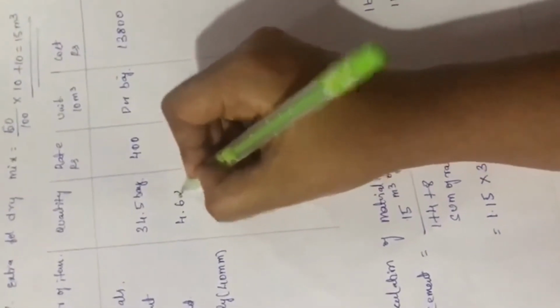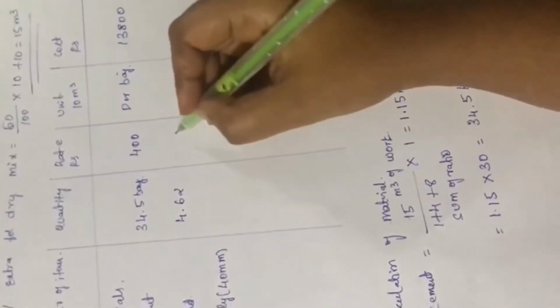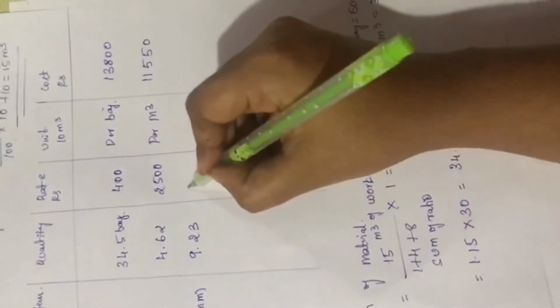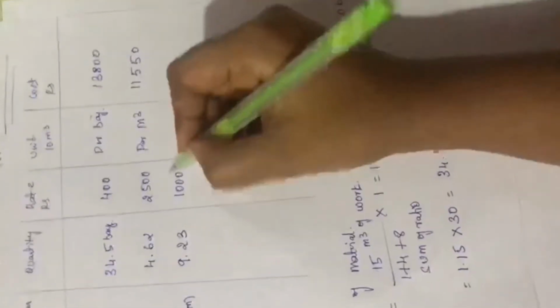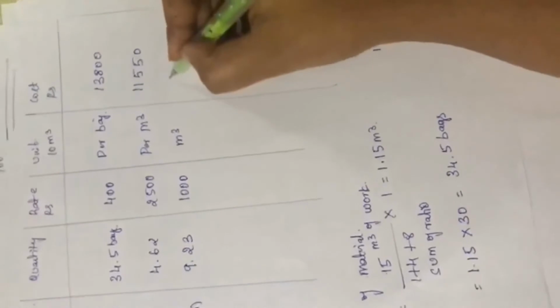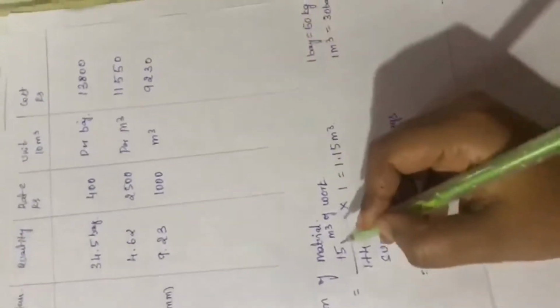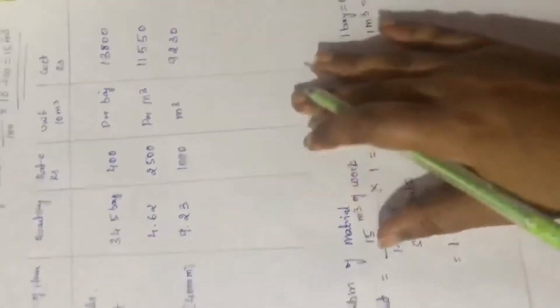Again jelly. The quantity is 9.23. So what is the cost? I'll consider here 1,000, which is also per meter cube. So the total is 9,230 rupees. After that we have to go for the labor.